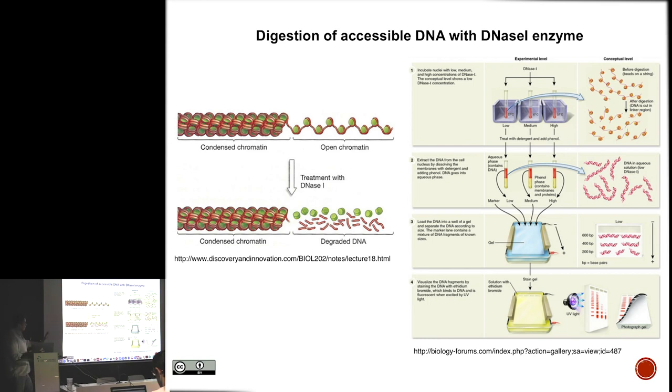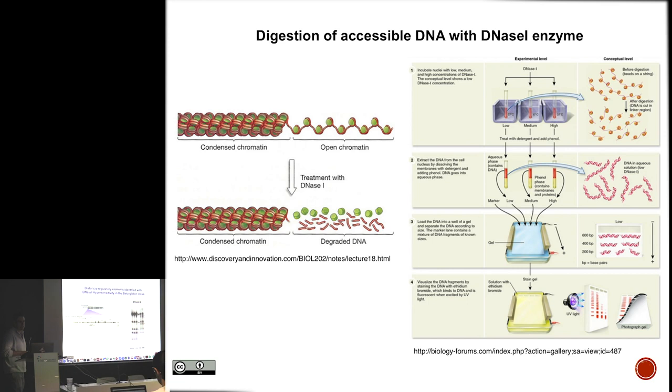This is originally how it was done before sequencing, where you can add the enzyme at different low, medium, or high concentrations, and you can get different rates of digestion of your chromatin, and you can visualize that on a gel. So originally, people were running these on a gel, specific to looking at targeted loci in the genome for doing analysis.